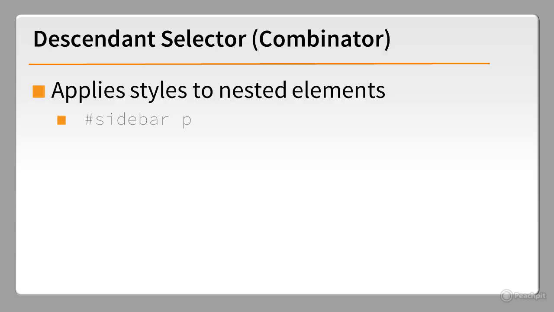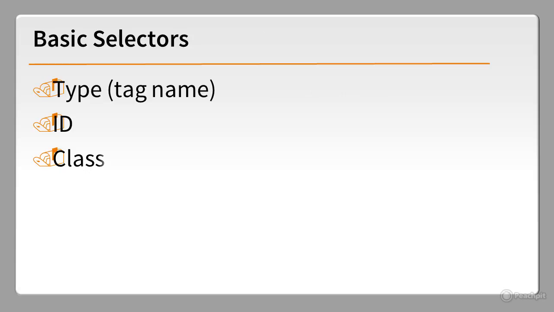for the nested elements. In this example, P for paragraphs follows hash sidebar, so it selects only paragraphs that are nested inside an element with the ID sidebar. There are many more selectors, but if you remember these four, type or tag name, ID, class and descendant, you'll be able to style almost everything on a web page.